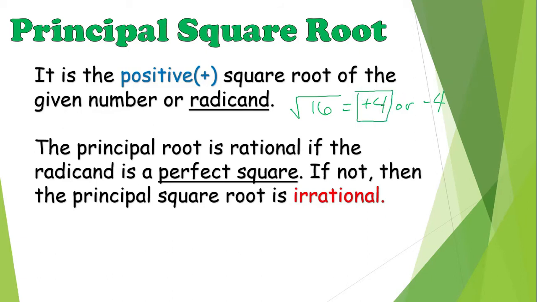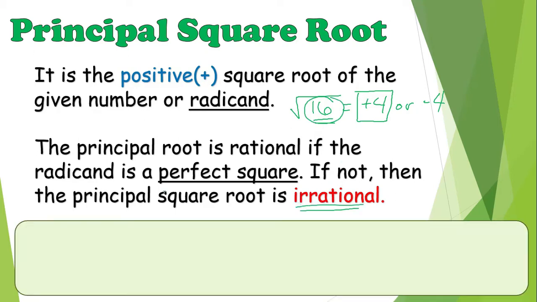So the principal root is rational if the radicand is a perfect square. If not, then the principal square root is irrational. So kailangan pala perfect square yung radicand natin, which is example natin ay 16. Kapag hindi daw, magiging irrational number siya.